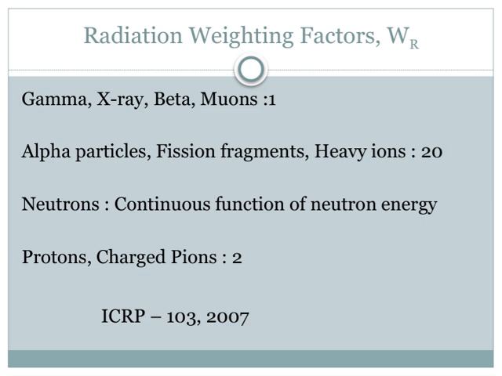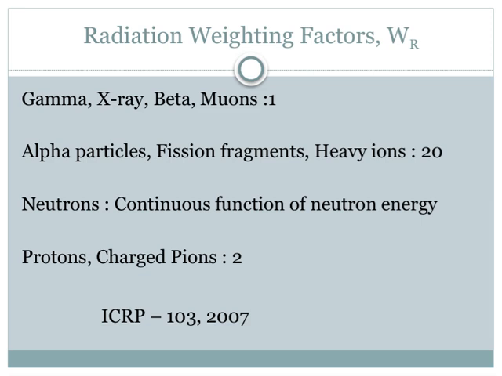Neutrons are a bit more complex. Their radiation weighting factor isn't fixed. Instead, it varies continuously depending on the energy of the neutrons. So, the biological effect depends significantly on the specific energy level of the neutrons involved. Additionally, protons and charged pions are assigned a weighting factor of 2, indicating they are more damaging than gamma rays or X-rays, but less so than alpha particles.